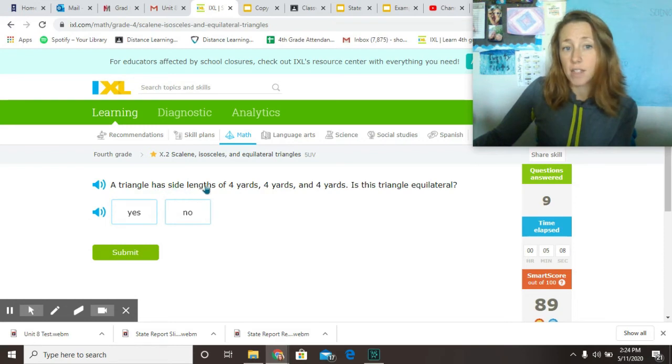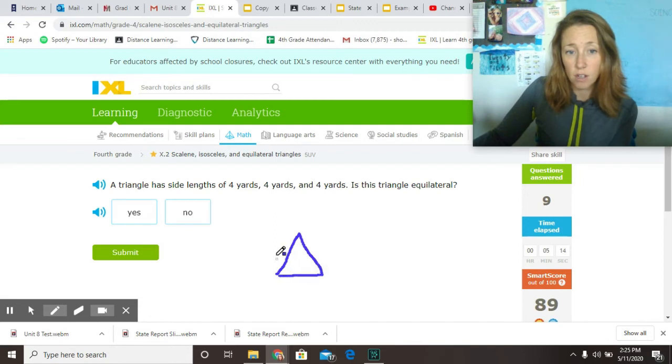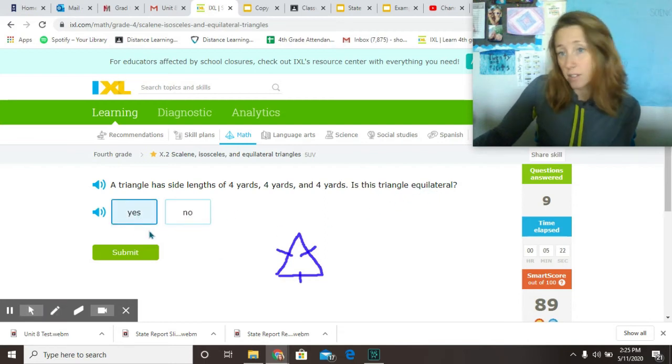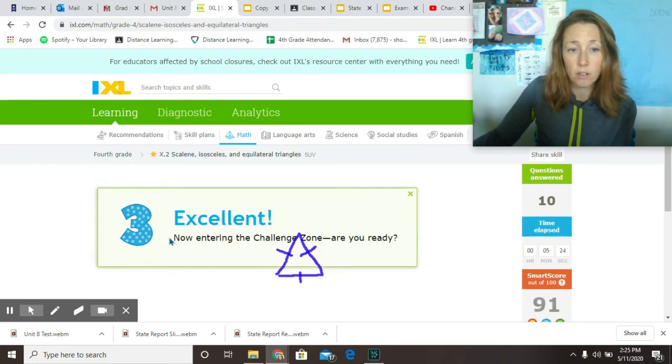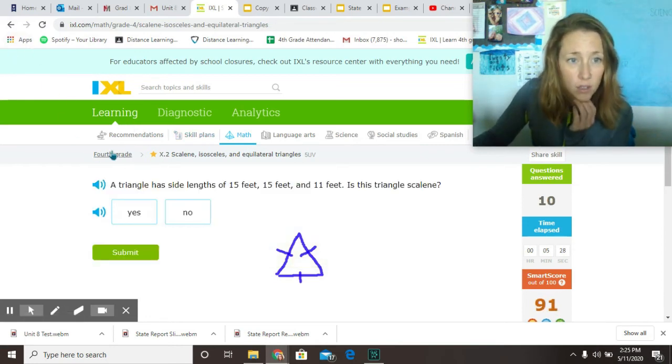So a triangle has sides 4 yards, 4 yards, and 4 yards. Pretend I can draw evenly. I can't really on here. So this is 4, this is 4, this is 4. If all the sides are the same, is it equilateral? Yeah, equilateral, equals in the word. Okay. So that's X2. Let's go to X3.